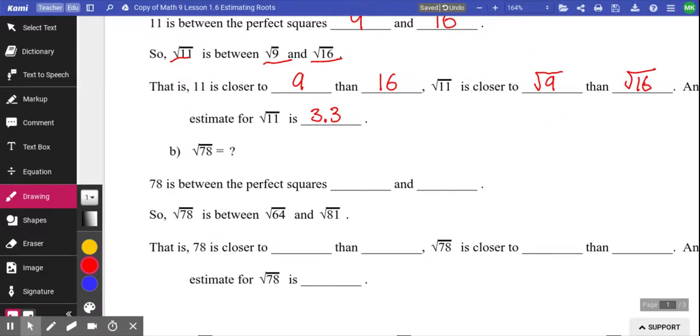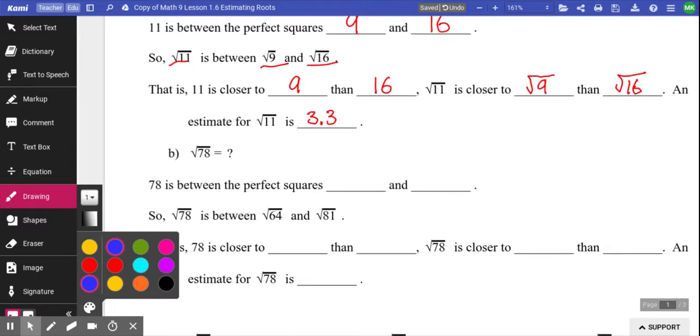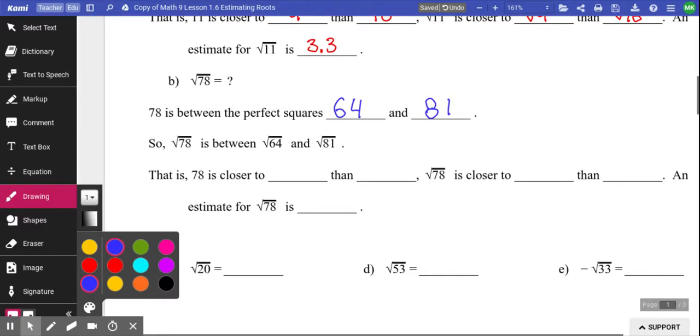Down here, we're going to just fill in the blanks of what I just said. 78 is in between 64 and 81. Therefore, the square root of 78 should be in between the square root of 64 and the square root of 81. 78 is closer to 81 than 64. So the square root of 78 should be closer to the square root of 81 than the square root of 64, giving us our estimate of 8.8.